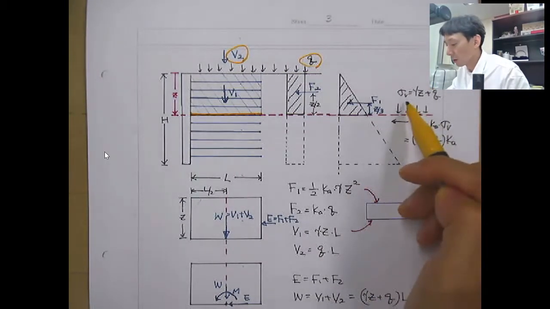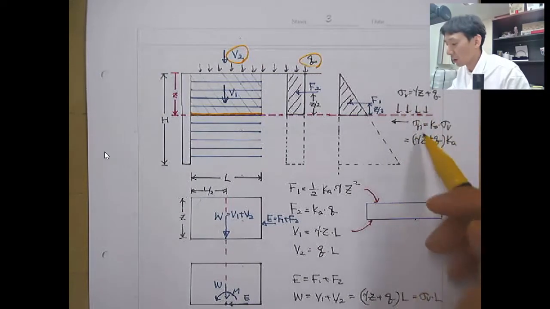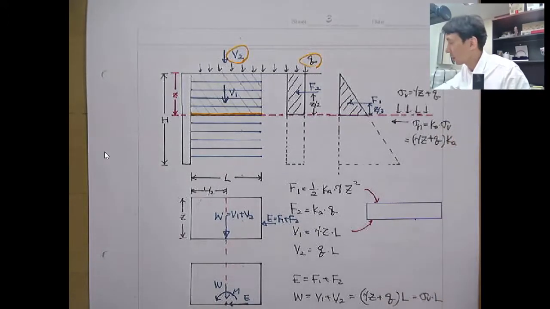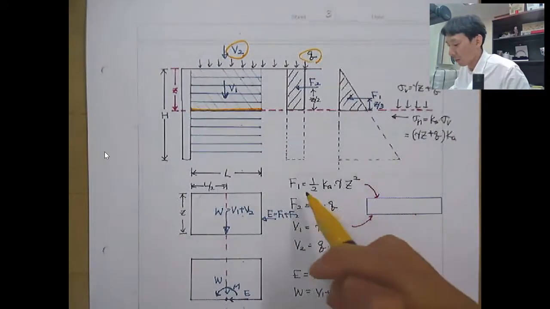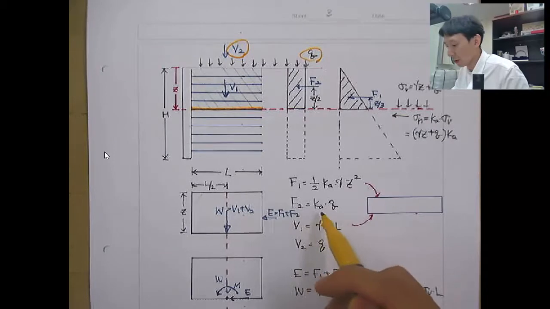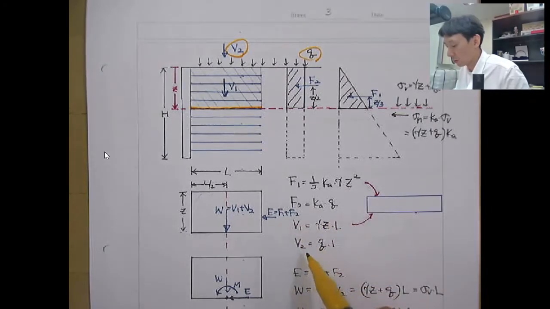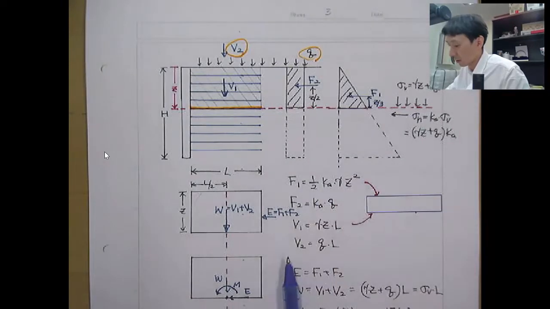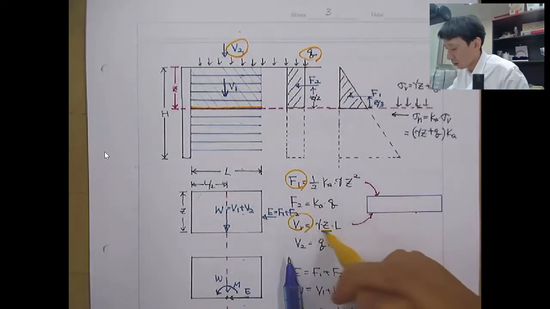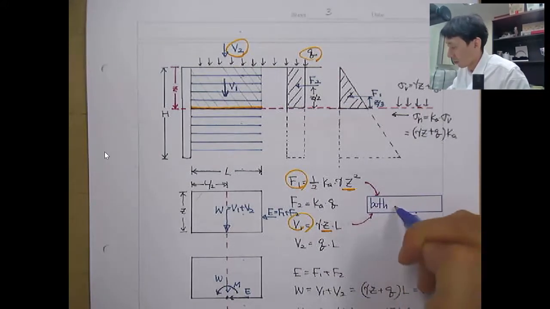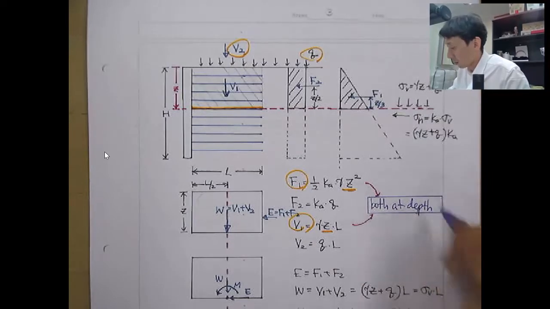So sigma V, the vertical stress, will be gamma Z plus q, and sigma H will be K active times sigma V. And if we compute F1, it is 1 over 2 times Ka times gamma times Z square, and F2 will be Ka times q, and V1 and V2, as we talked about in the previous classes. And these two forces, F1 and F2, are given for the depth of Z.